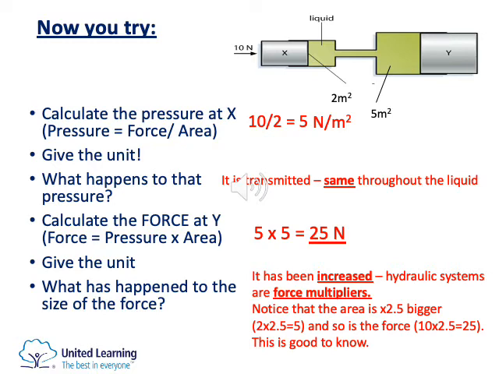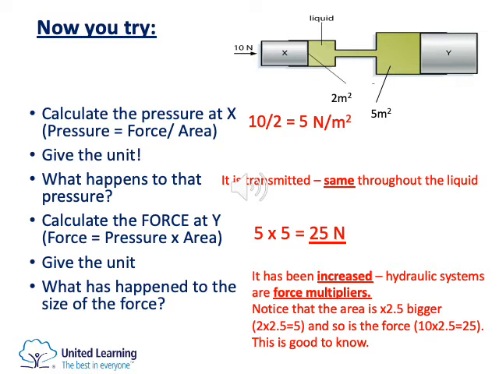The key thing to remember with these hydraulics is that the pressure at one end is exactly the same as the pressure at the other end. So, the pressure at X is equal to the pressure at Y. The first thing you have to do is find out the pressure at X. You have a force of 10 newtons acting on an area of, what is the area? Here we go, 2 meters squared. So 10 divided by 2 gives you a pressure of 5 Newtons per meter squared. So at Y, you also have a pressure of 5 Newtons per meter squared.